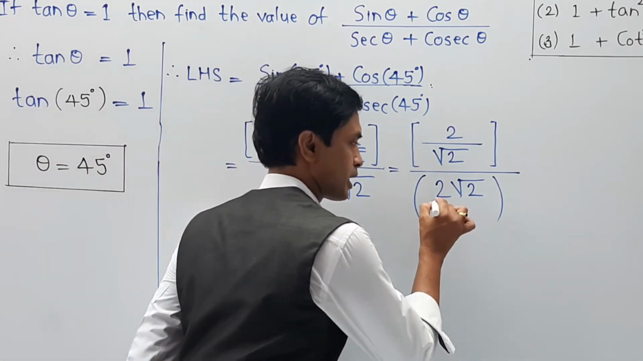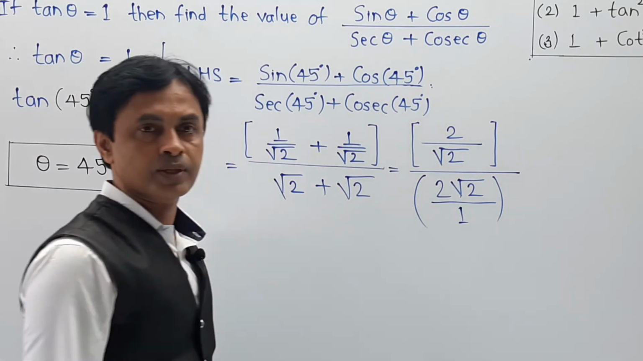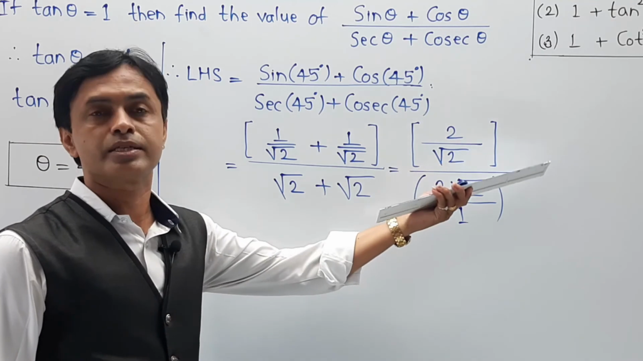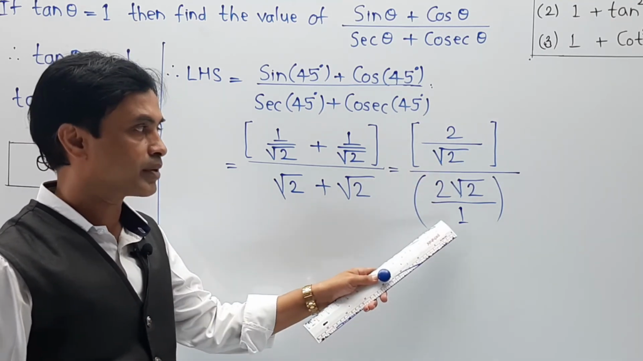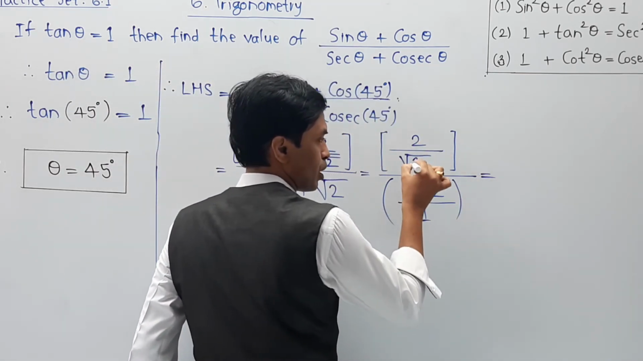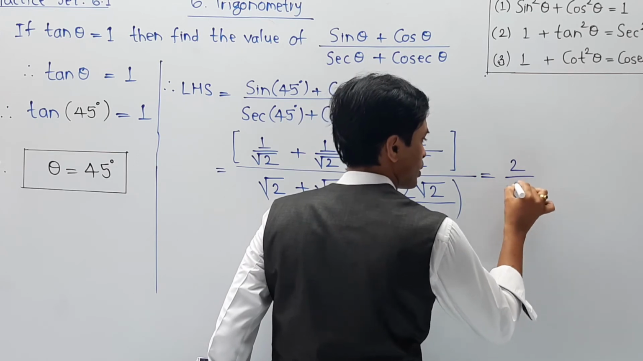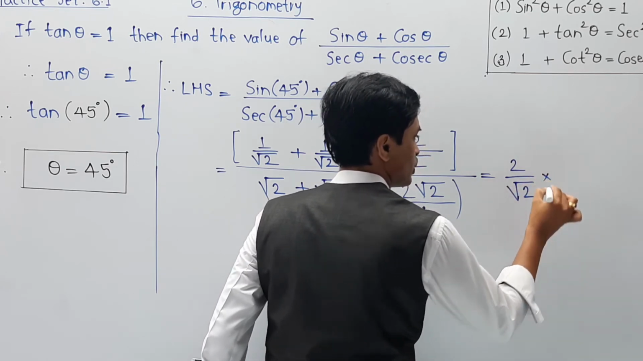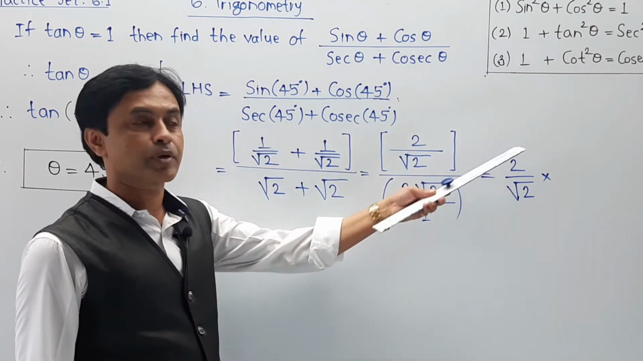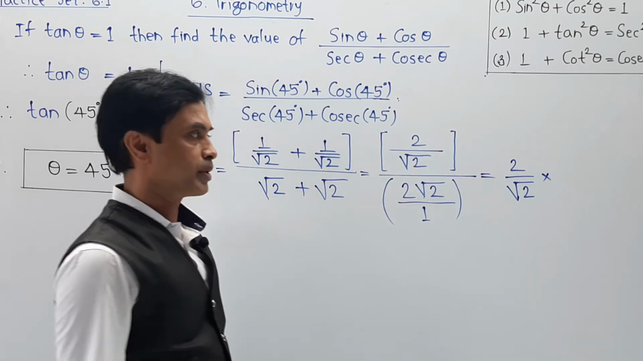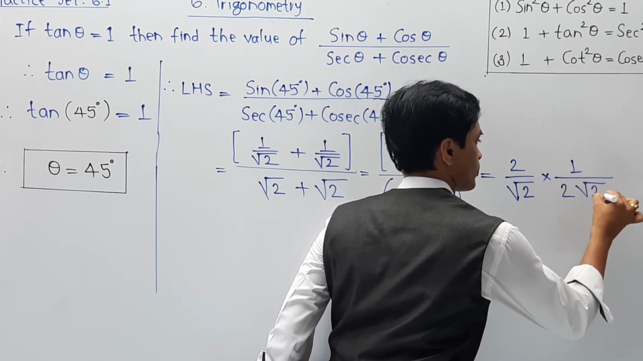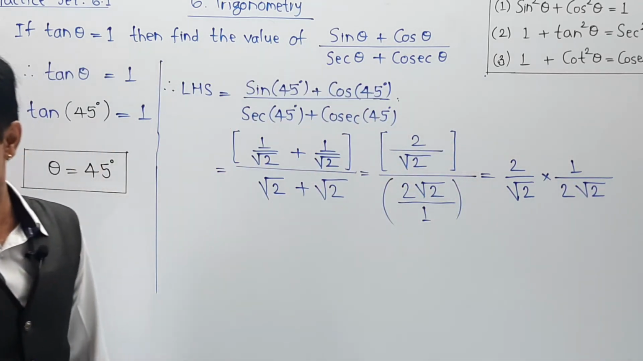For 2 root 2, there is nothing beneath it, so I am writing it upon 1. Now you may have a question, sir, why have we written this? Because this is the term divided by, and we have to write it in reciprocal manner as multiply by. That is why I have written this step. The next modification: the numerator 2 upon root 2 into, in reciprocal way, 1 becomes the numerator and 2 root 2 becomes the denominator, so it becomes 1 upon 2 root 2. In this way, we are able to get the simplification.